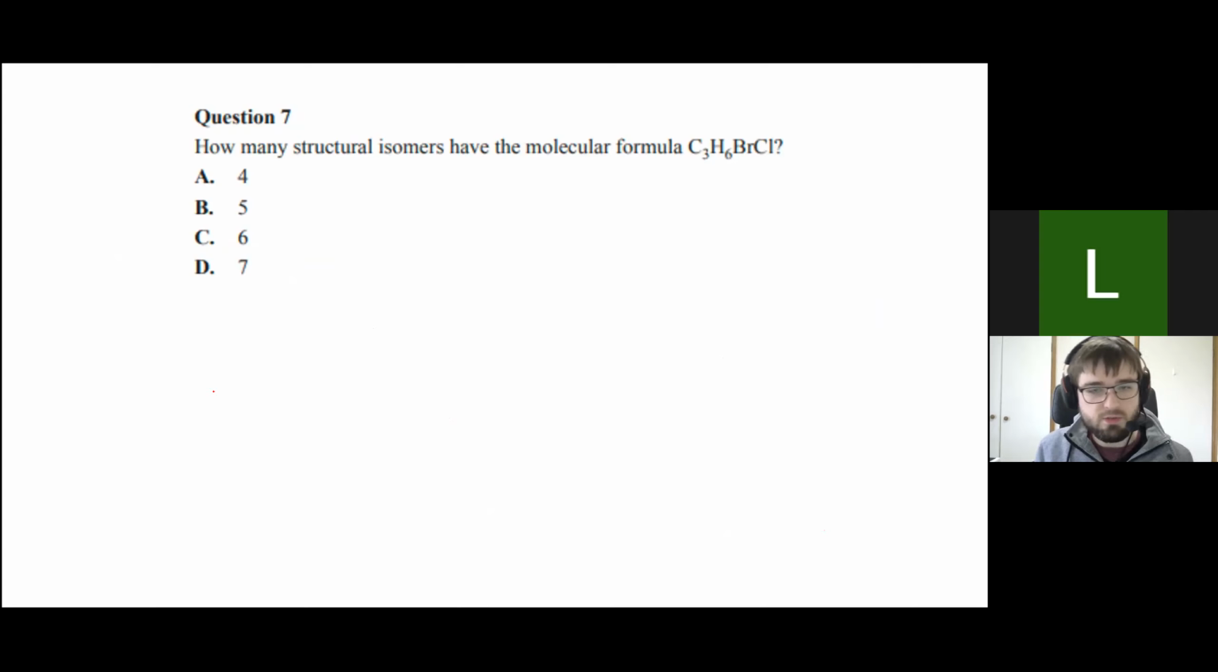How many structural isomers have the molecular formula of this? Okay, so a few different things we can think of here. First thing I'm going to check is whether I have a double bond. Remember that if it's an alkene, you've got basically twice as many hydrogens as carbons, or hydrogens and other stuff. So here I've got 8 things bonded to 3 carbons, and the only way I can get that is if there are no double bonds.